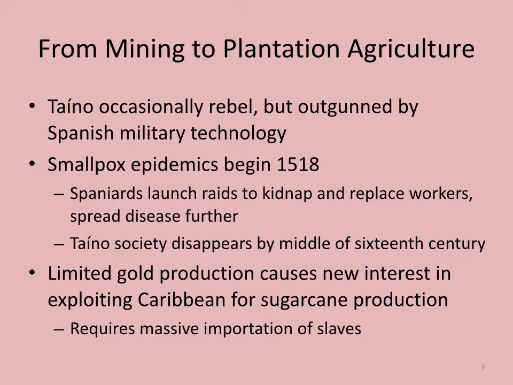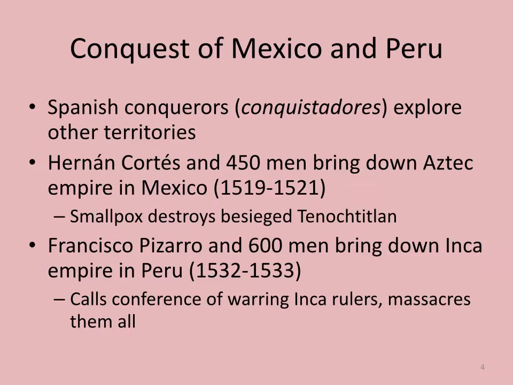Now, with the limited gold production and silver production, they're going to have to find a new source of income, and the source of income is going to be the sugarcane. Once sugarcane comes on the map, the importation of slaves goes up dramatically.